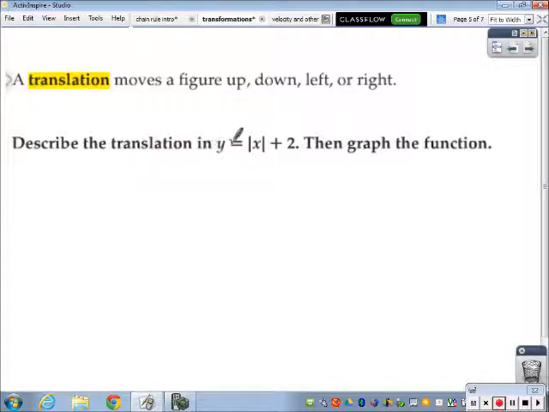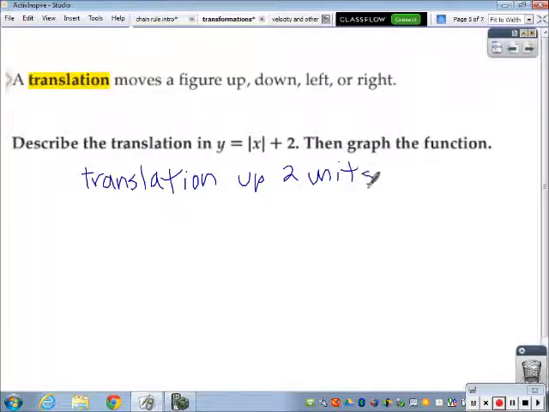It says describe the translation in y equals the absolute value of x plus 2, then graph the function. What we learned in our books already is that this plus 2 is in the k's place, and k controls your vertical movement, so up or down. So if it's plus 2, it's up 2 units. And they want us to graph the function. So this would be a translation up 2 units.